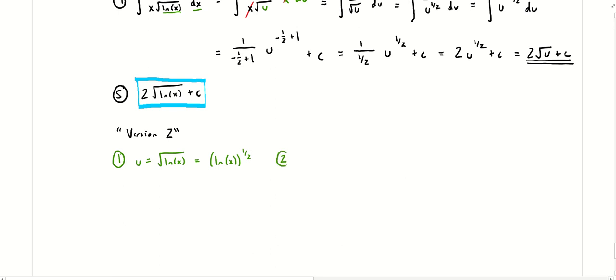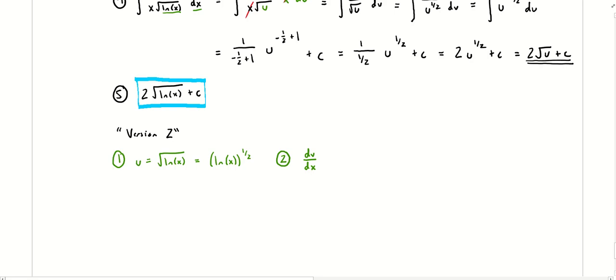So step 2, I'm going to differentiate that as usual, the derivative of u with respect to x. I need to use the chain rule here. So my outer function is the square root of something. So the derivative of the square root of something, or the derivative of something to the 1/2, is 1/2 of the something to the negative 1/2. And then my inner function, the natural log of x, the derivative of that is 1 over x.